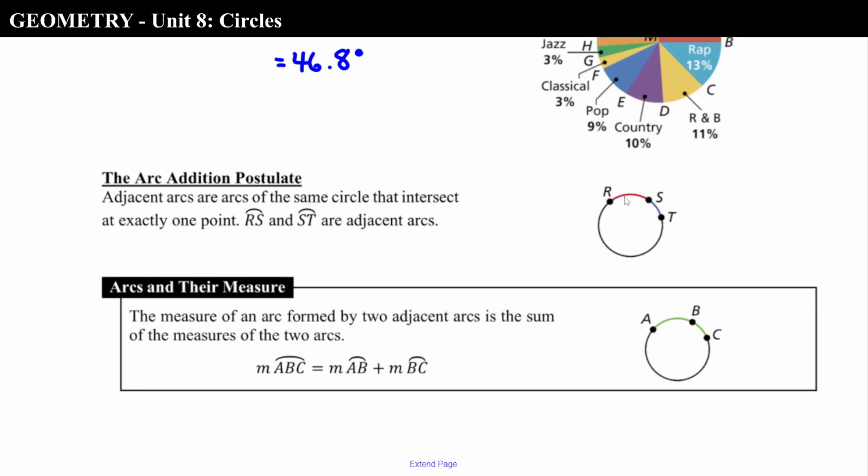So if we were to add up RS and ST, we would get the length of arc, or the measure of arc RT. And that's what we have here. The measure of an arc formed by 2 adjacent arcs is the sum of the measures of the 2 arcs. So the measure of arc ABC is equal to the measure of arc AB plus the measure of arc BC. You just take the 2 neighboring arcs and add them together to get the whole thing.